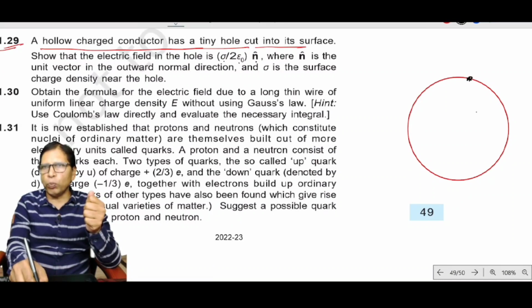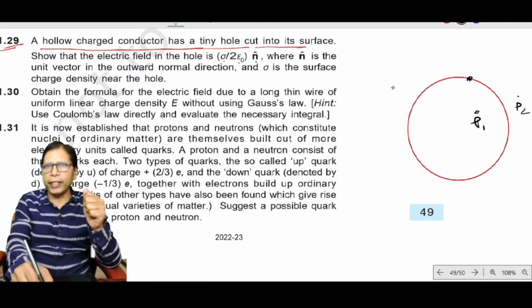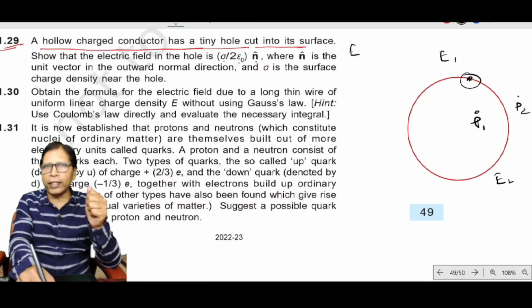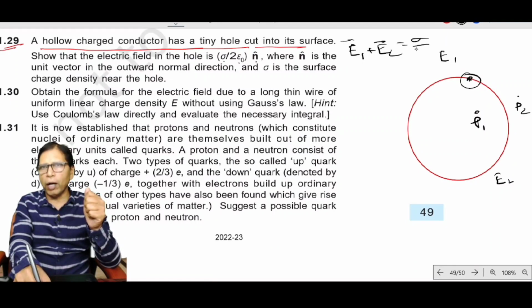Now consider two points, suppose this is P1 and this is P2. The electric field due to this tiny hole is E1, and the electric field due to the rest of the conductor is E2. So outside the spherical shell, the electric field is E1 vector plus E2 vector, which equals sigma by epsilon naught n cap.